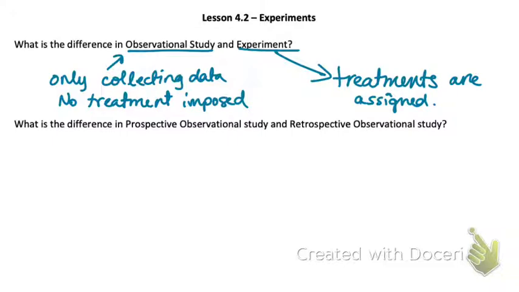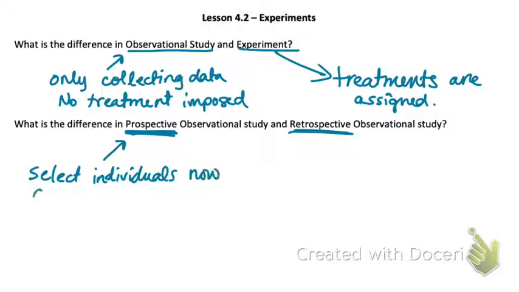All right, now, before we go on to our experiments, which is the biggest part of this, I do want to tell you there are two different kinds of observational studies. There's a prospective observational study and a retrospective observational study. Prospective observational study means I'm going to select the individuals now and collect future data.